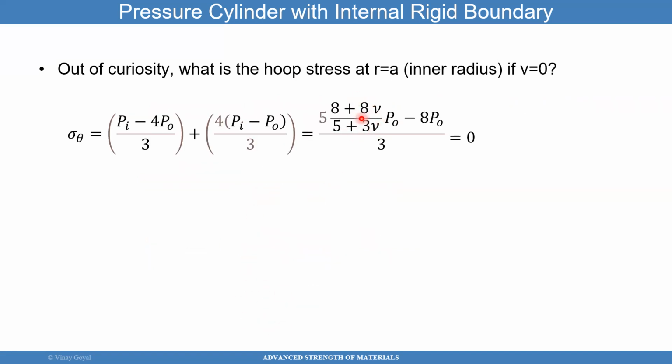And when you do that, if you choose a Poisson ratio of 0, you get this hoop stress is 0. If you don't, you get a non-zero value. I was just curious to see what would happen. Check it out at home and see if you got the same thing I got.